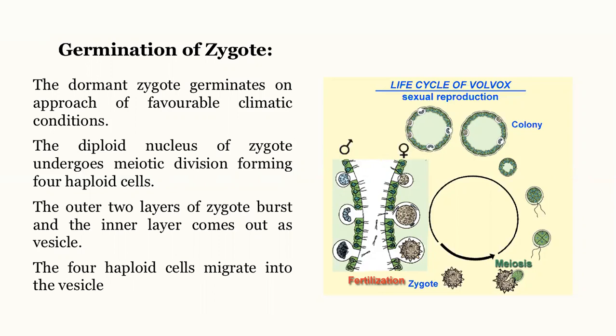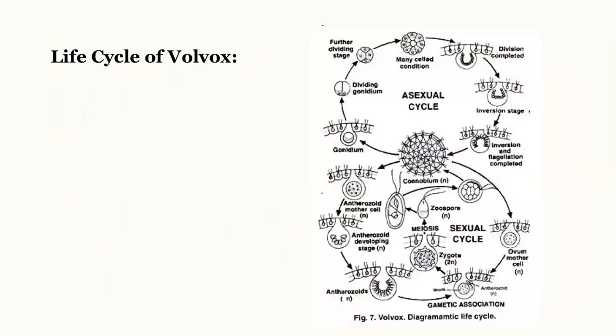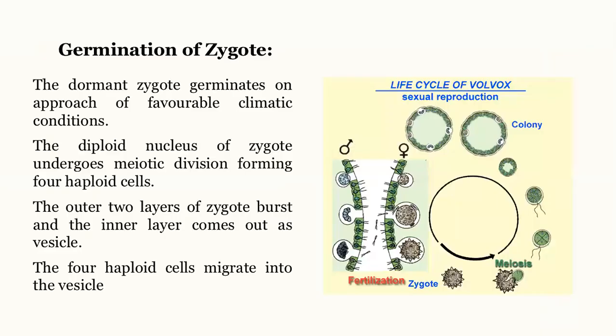So the zygote, after secreting all the wall layers, will rest for some time till the climatic conditions are favorable for germination. Once there is favorable condition, the nucleus within the zygote, which is now in a diploid condition, will undergo meiotic division to result in the formation of four haploid cells. So once this meiotic division is over, the outer wall layers of the zygote will burst open and the inner layer will come out as a vesicle. Meanwhile, the four haploid cells will now migrate into the vesicle. And then finally it comes out.